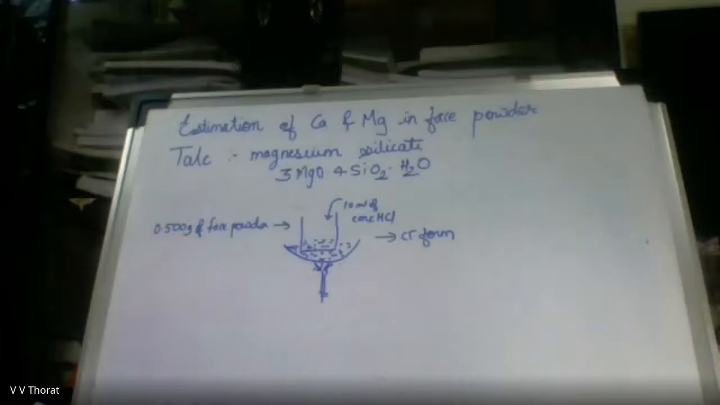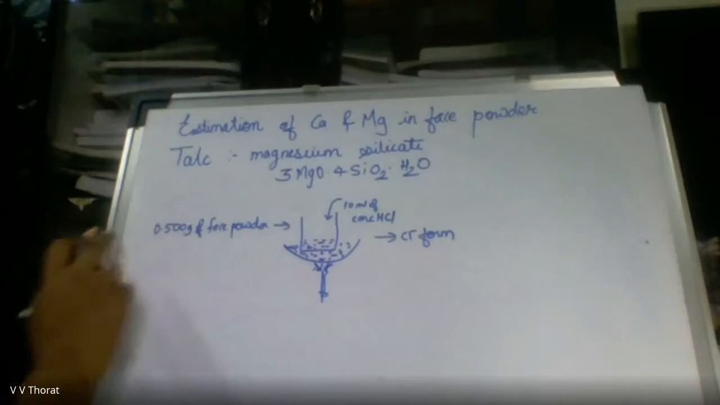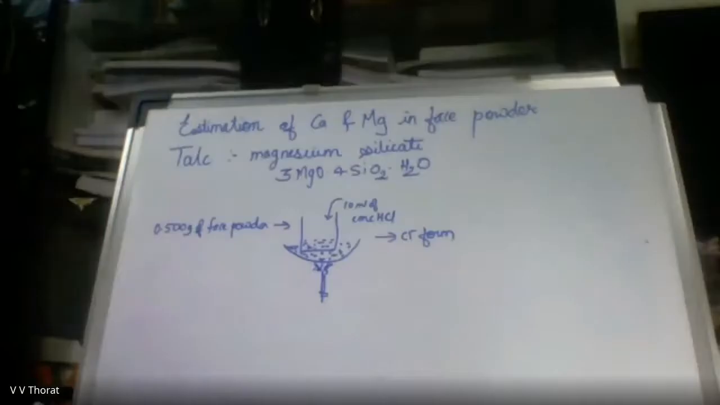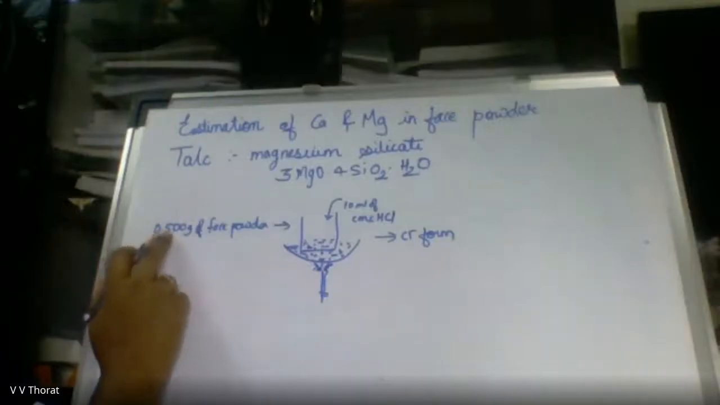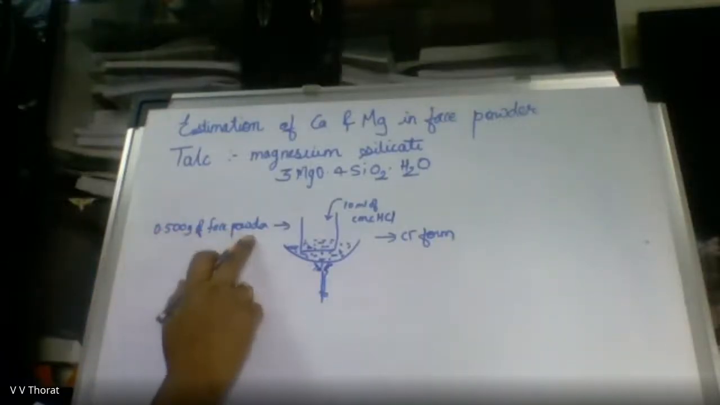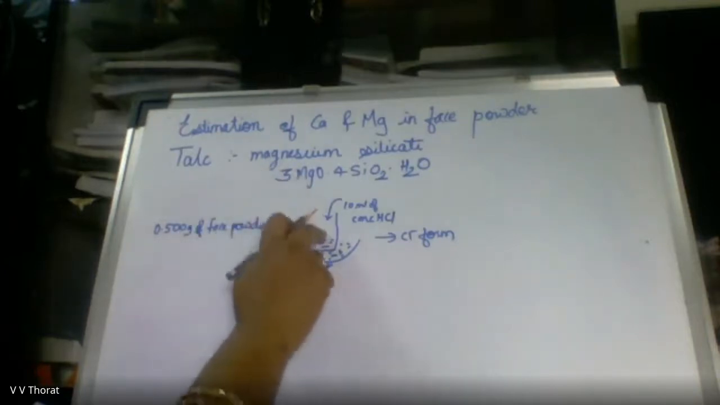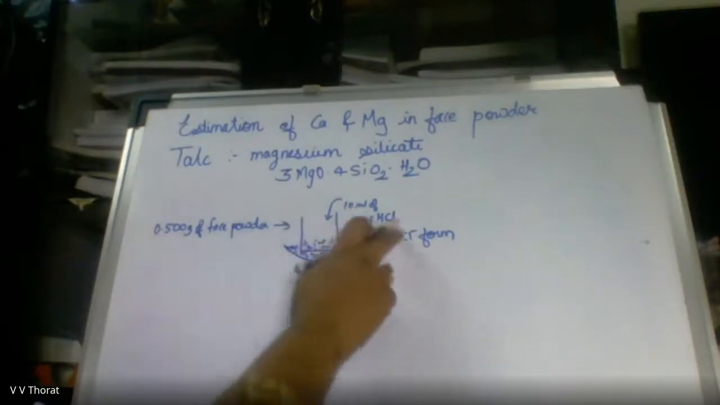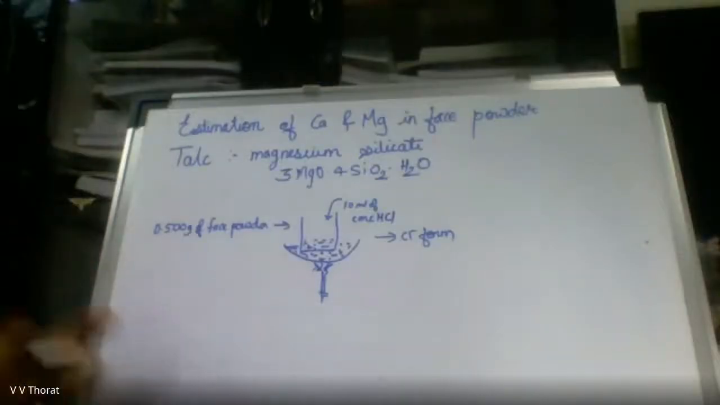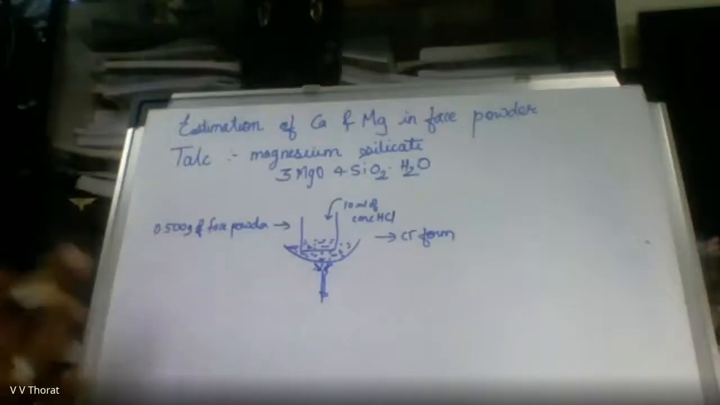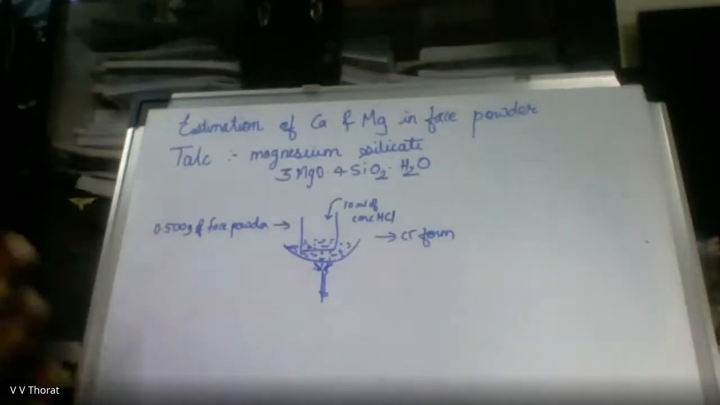Madam, it is not 500, it is 0.500 grams. 500 grams would be a kilo. Okay, Mitali, so only 0.500 gram of face powder on a watch glass. Transfer it into a beaker. Is it clear? You will add HCl and heat. What will happen? All calcium and magnesium will be converted into their chloride form. Clear?